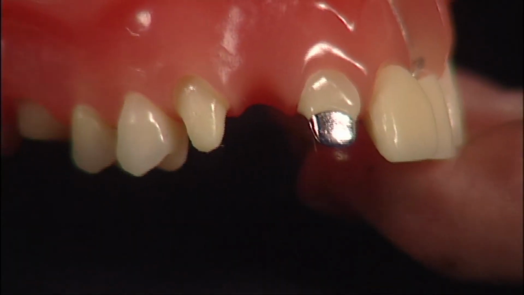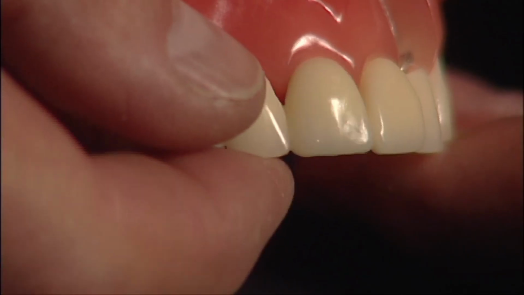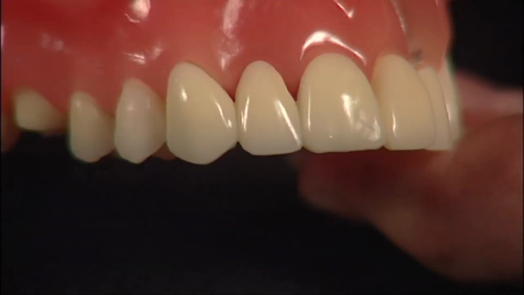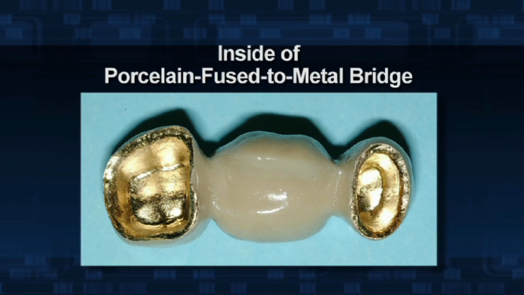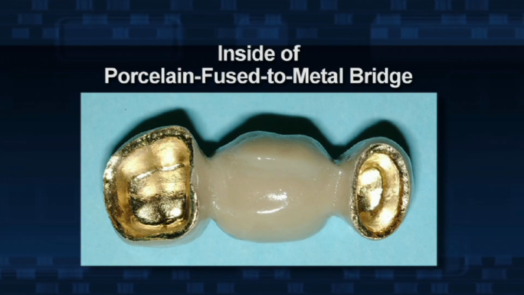Notice how the missing tooth is well replaced by the fixed bridge. There are many types of metal that can be used underneath the ceramic on the surface. The metal provides strength, and the ceramic provides the appearance of natural teeth. Notice the gold-colored alloy on the inside of the bridge. This color will not be observed when the bridge is cemented.